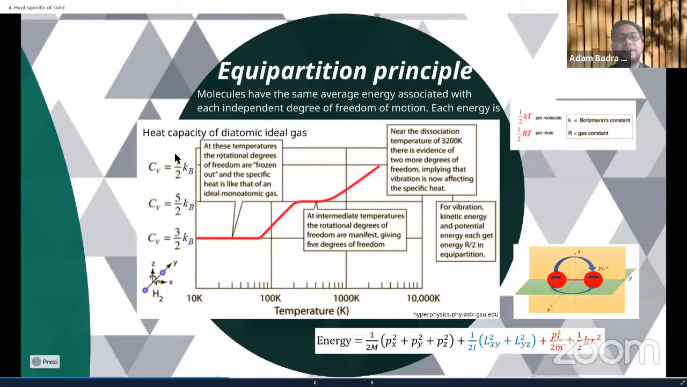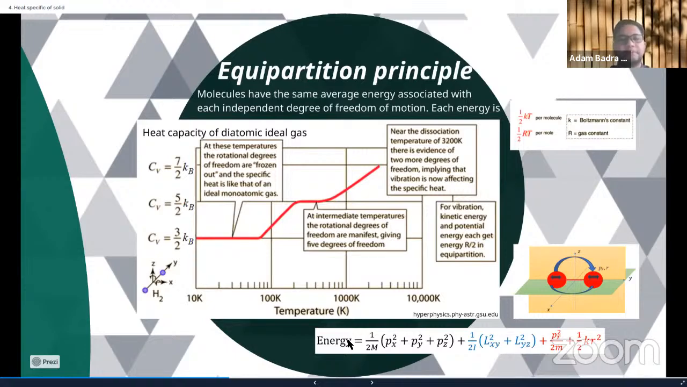It means there is some kind of deep physical meaning here: molecules have the same average energy associated with each independent degree of freedom. It's called the equipartition principle. So each partition of energy has an equivalent contribution. There is one half kT, or half RT, per molecule or per mole. k is the Boltzmann constant and R is the gas constant. So each of the energy terms has half kT.